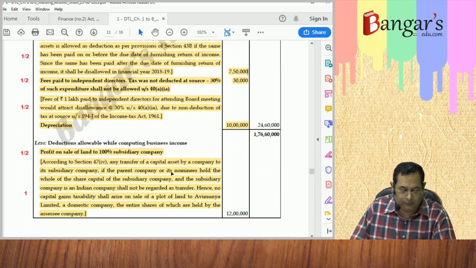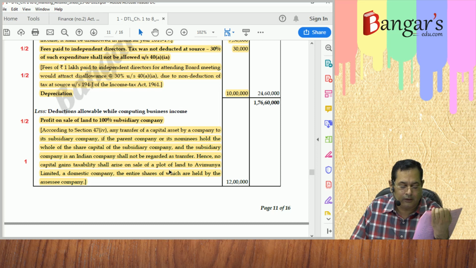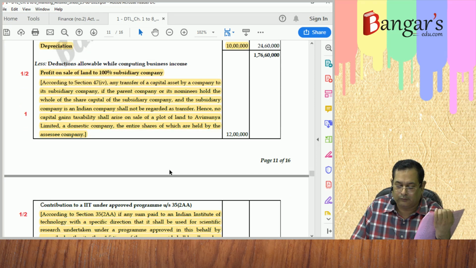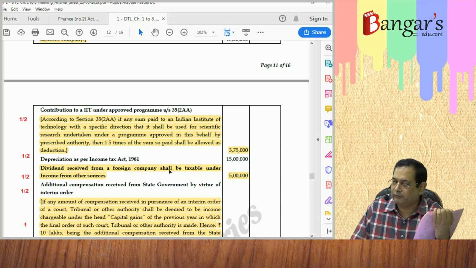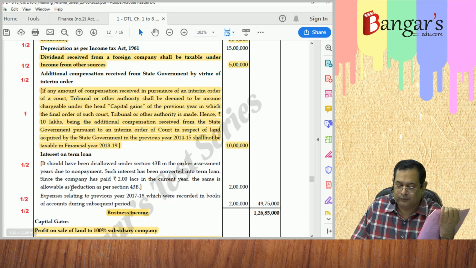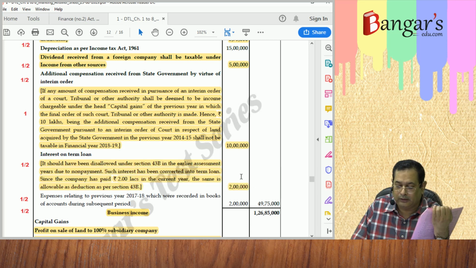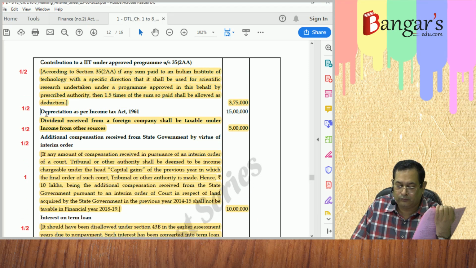Besides this, as per additional information, as a corporate debt restructuring, the bank has converted unpaid interest of rupees 10 lakhs into a new loan, and one installment of 2 lakh is paid in March 19. So this 2 lakh, the interest which has been converted into loan, will be allowed as deduction. So it will be deductible to the extent of rupees 2 lakh. And besides this, depreciation as per IT, the same will be reduced, 15 lakh rupees.